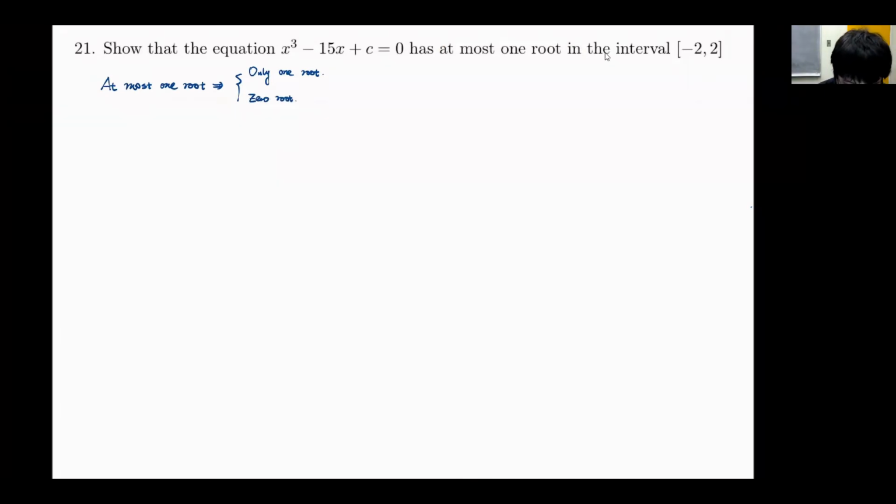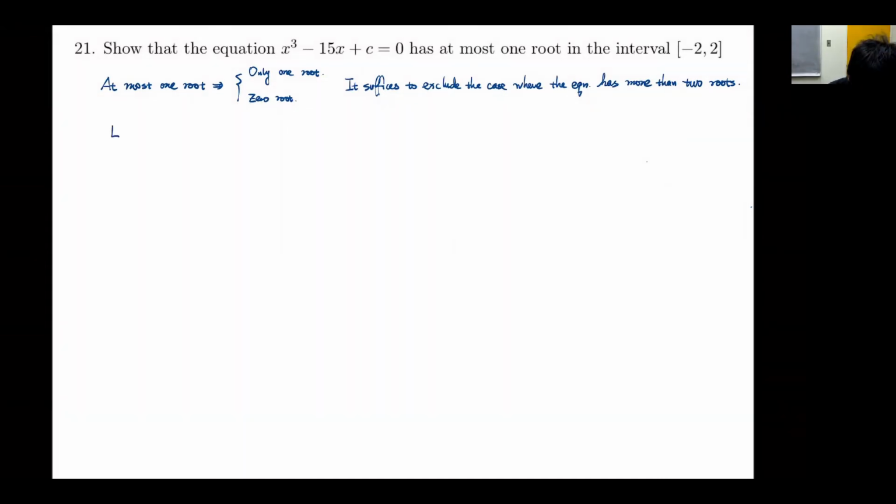So in order to show that the equation has at most one root, it suffices to exclude the case where the equation has more than two roots. So that's all we need to do. And the procedure will be very similar to the second part in the previous problem. Let's actually go over the details. So we want to exclude the case where the equation has more than two roots. Okay, so let's formulate the argument.